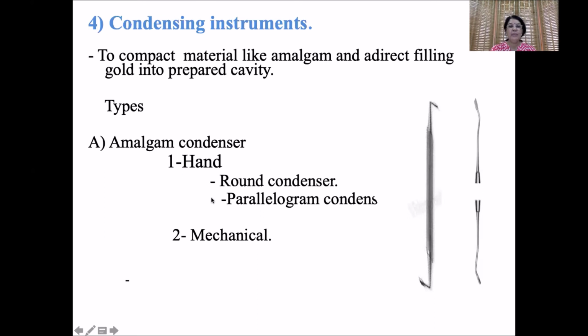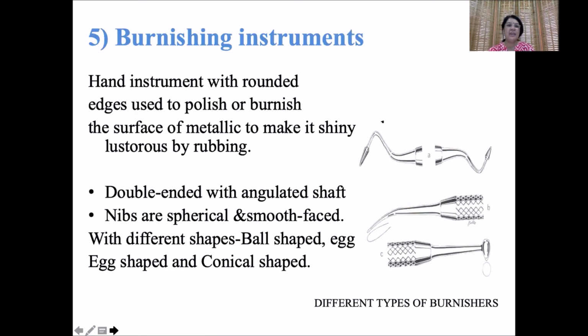You have two types, the round condensers and the parallelogram condensers. And you have mechanical condensers also, which are not very commonly used and not easily available as well. And most commonly used for direct filling gold material when you are using.